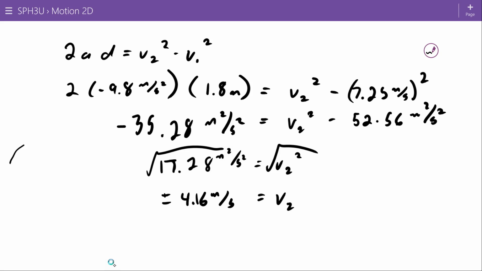But imagine this ball coming up and coming back down. When it's coming back down, its vertical velocity is negative, representing the negative direction, or in all of these projectile problems, I'm using down as negative.